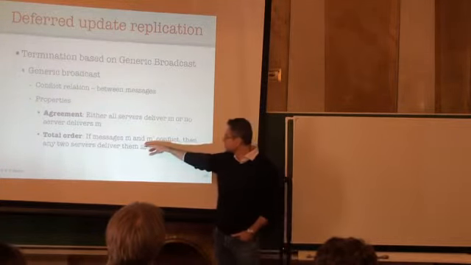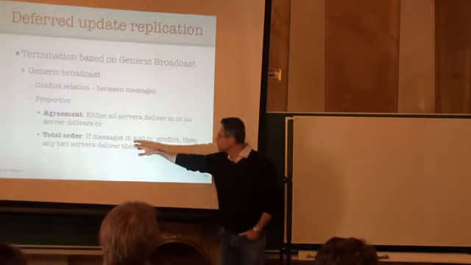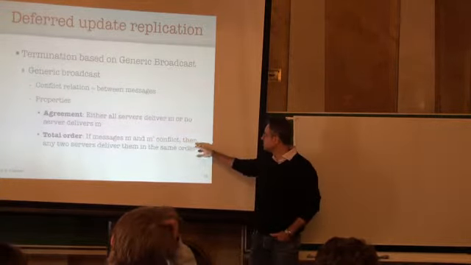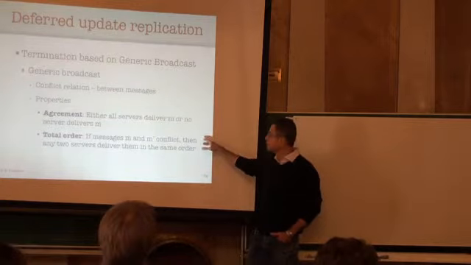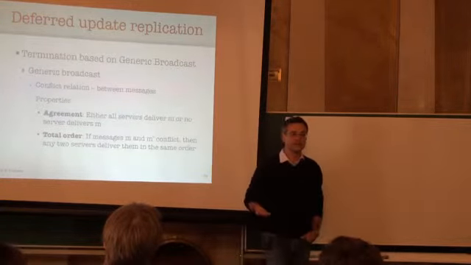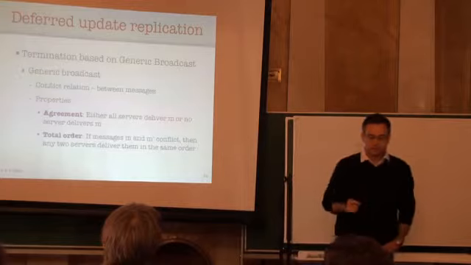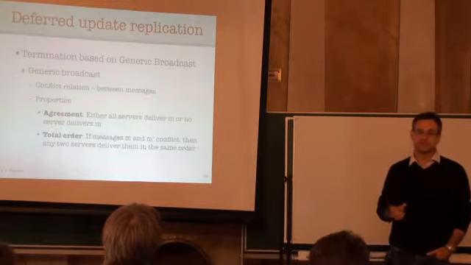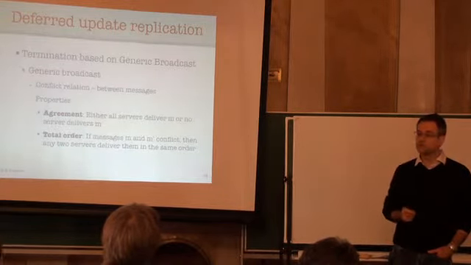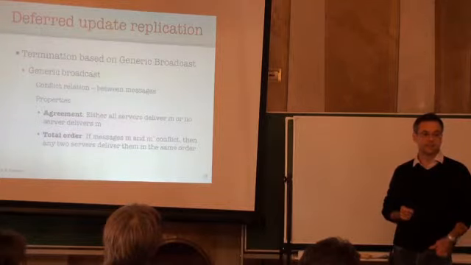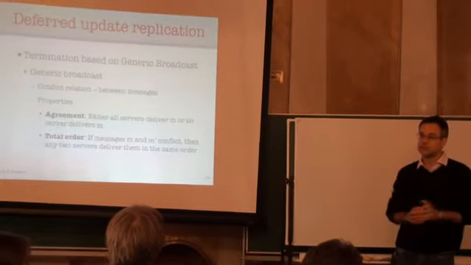But total order now says the following. Actually, it's not even total order. If messages M and M prime are in conflict, right, according to my conflict relation, which I will define later, then I want all the servers to deliver them in the same order. But if they do not conflict, then I don't care about the order. I allow some messages to be delivered in different orders.